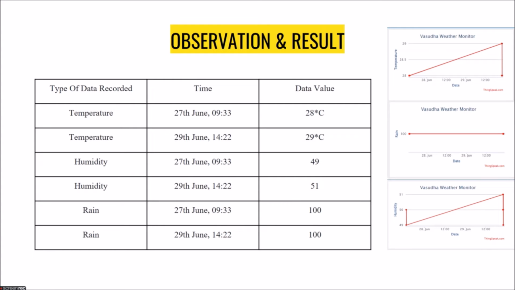Here we can see the various temperature and humidity graphs that our project has plotted for us. As we can see here, as temperature is increasing, it plots a linear graph, whereas there is a range between 0 to 100 centimeters that it can detect.